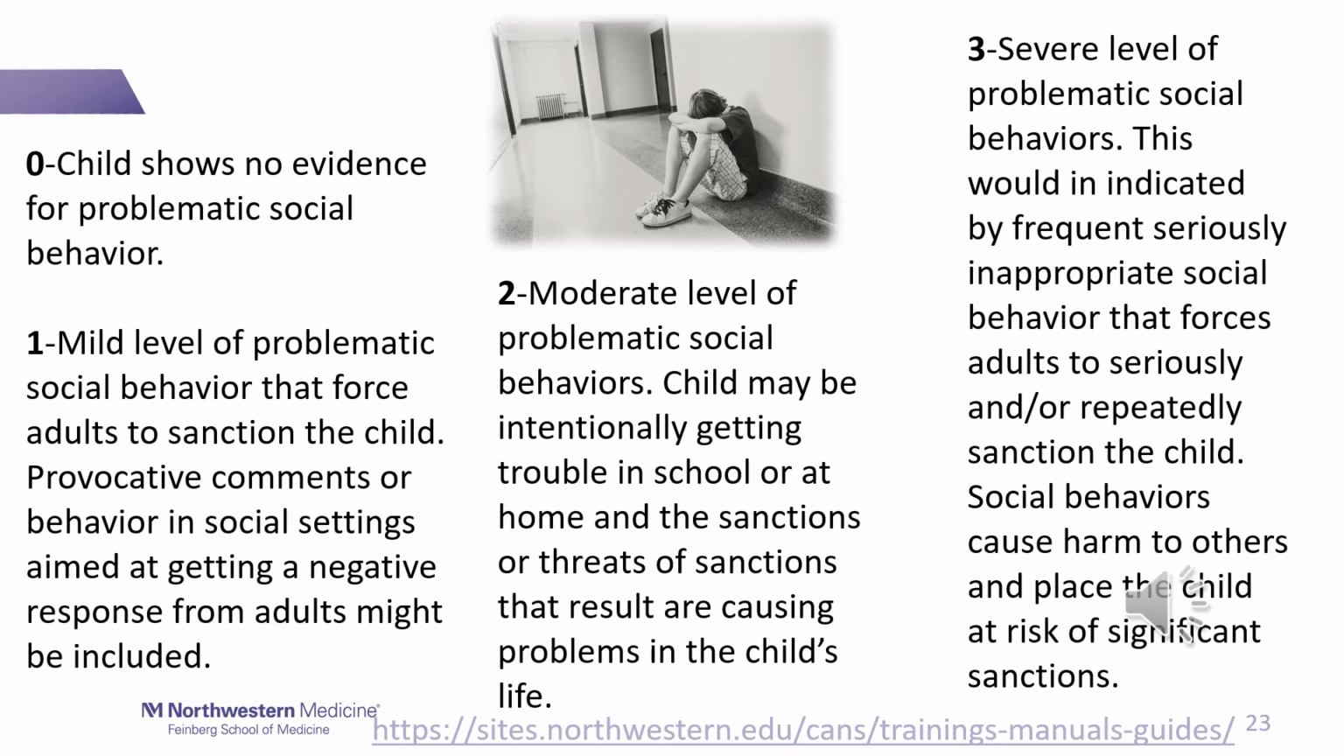2: Moderate level of problematic social behaviors. Child may be intentionally getting in trouble in school or home, and the sanctions or threat of sanctions that result are causing problems in the child's life. And 3: Severe level of problematic social behavior. This would be indicated by frequently serious, inappropriate social behaviors that force adults to seriously and/or repeatedly sanction the child. Social behaviors cause harm to others and place the child at significant risk of sanctions.